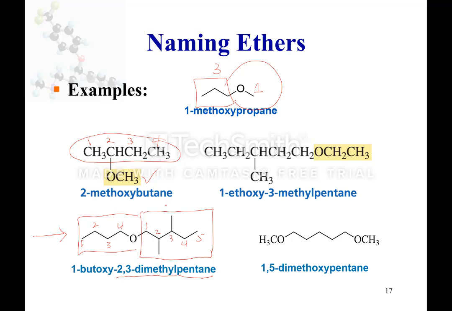Now, just as before, if they're the same substituents, we can use the prefixes that indicate them. So this particular molecule here is a 1,5-dimethoxypentane molecule.